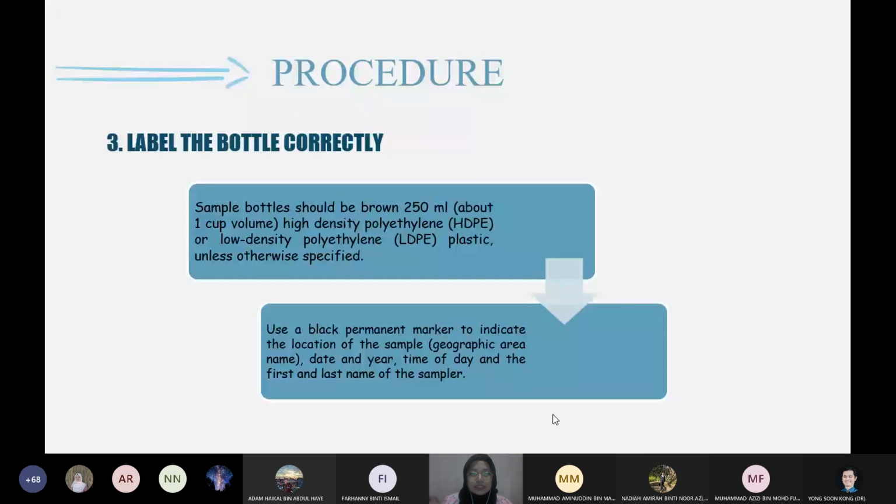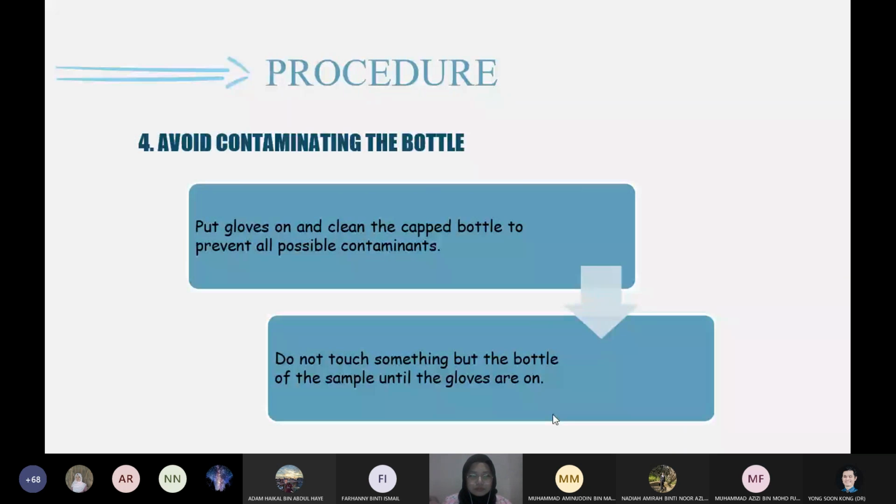Moving on to the next procedure is label bottle correctly. Sample bottle should be brown, 250 ml, and made from HDPE or LDPE plastic, unless otherwise specified. Then, black permanent marker is used to indicate the location of the sample, which includes geographic area name, date and year, time of the day, and the first and the last name of the sampler. Next slide.